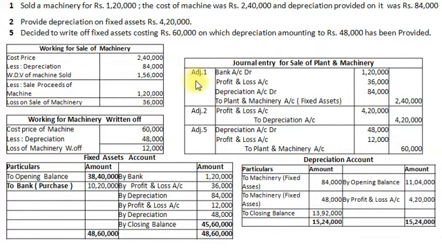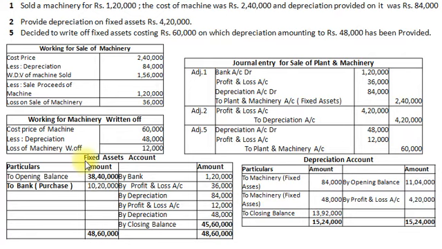Now the journal entry for adjustment number 1. Bank account debit 1,20,000. Profit and loss account debit rupees 36,000. Depreciation account debit rupees 84,000, to plant and machinery, that is fixed assets account, rupees 2,40,000.